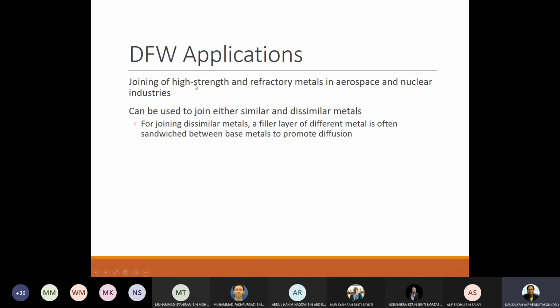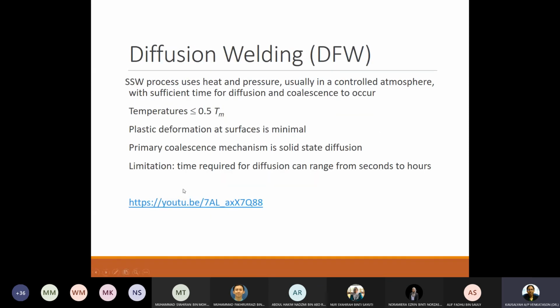So the application, joining high strength and refractory metals in the aerospace and nuclear industry, can be used to join either similar or dissimilar metals. For joining dissimilar metals, a filler layer of different metal is often sandwiched between the base metals to promote diffusion.